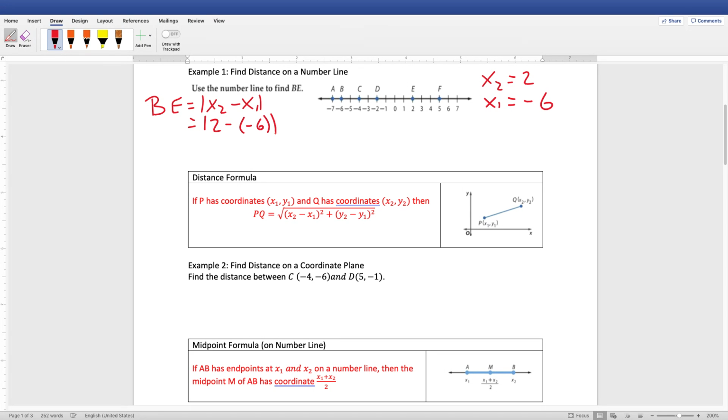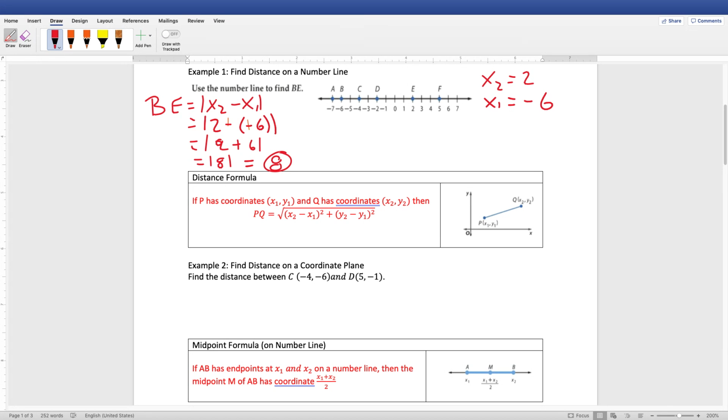When you have minus a negative, it becomes plus a positive. So we get the absolute value of 2 plus 6, which becomes the absolute value of 8. Then we simplify the absolute value of 8 to be 8. Remember, absolute value is the distance from 0, which will always be positive.